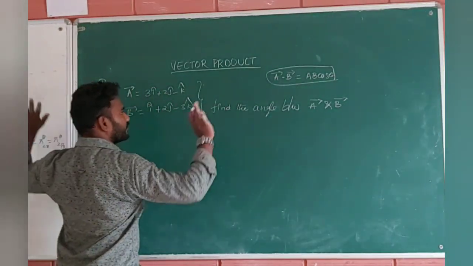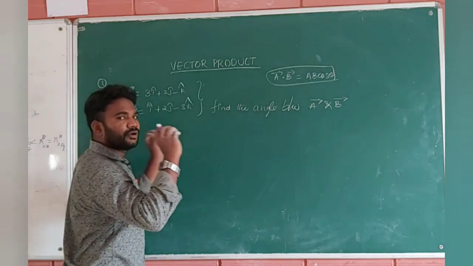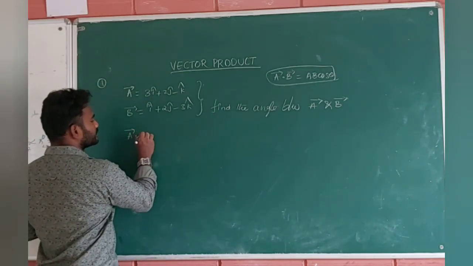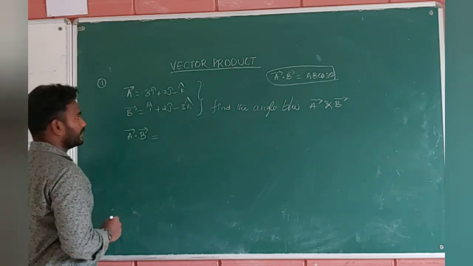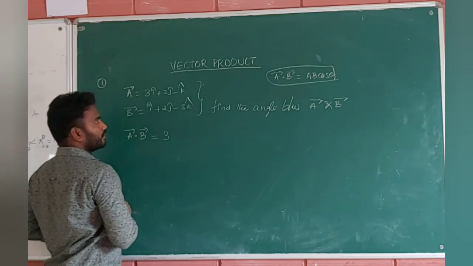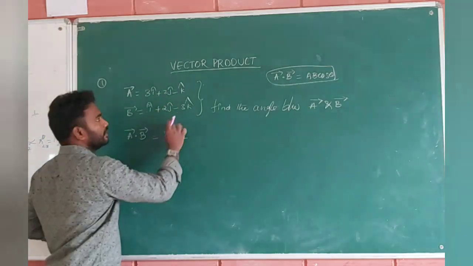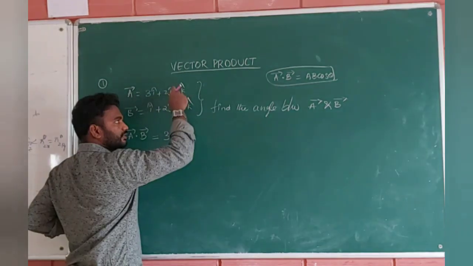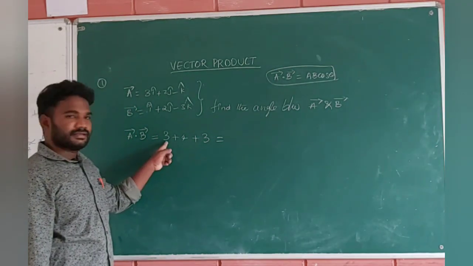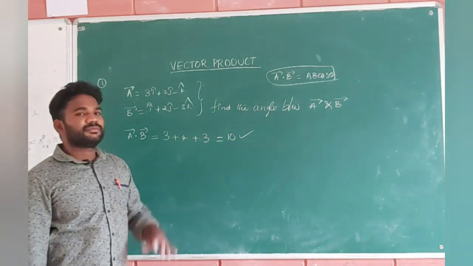The first task is, first we have to find a dot b by using the first method, the mathematical method. Can you tell me what is a dot b by using the mathematical method? Write it down, guys. 3 into 1 is 3. 2 into 2 is plus 4. Minus 1 into minus 3 is plus 3. What is the final answer? 3 plus 4 is 7, plus 3, that is 10. Very good, guys. You got a dot b directly.